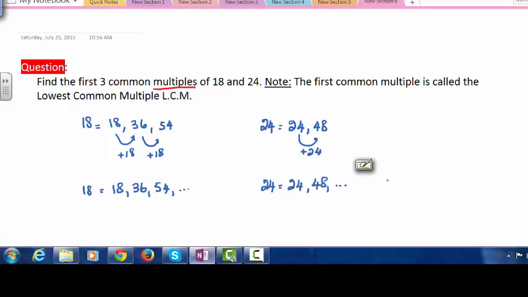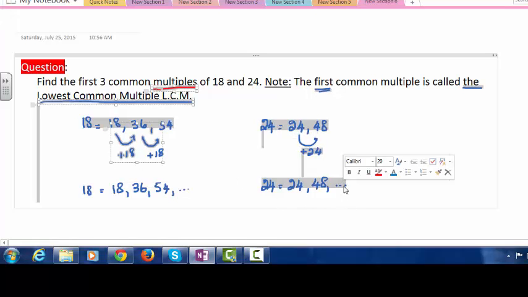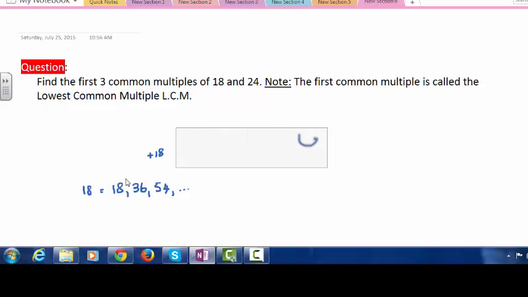So that's why I will show you another way to find the first common multiple, which we call the lowest common multiple. With this way, if you reach the lowest common multiple, this is going to be your first one. Then after that it's easy to find the second and the third. How we will do that, I will show you right now. So let me remove this one, and I will explain to you how to find the lowest common multiple of 18 and 24.